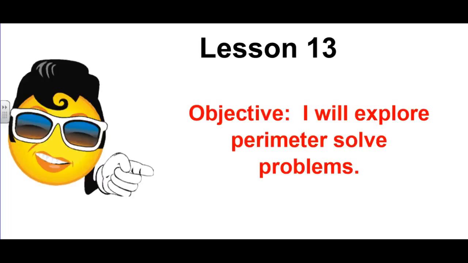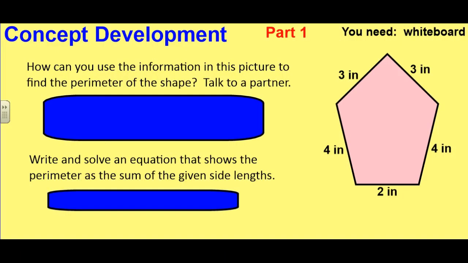Your objective for lesson 13 is I will explore perimeter and solve problems. So we're still working with perimeter. We're just going to be solving problems with perimeter. So looking at the shape on the concept development, how can you use the information in that picture to find the perimeter of the shape?